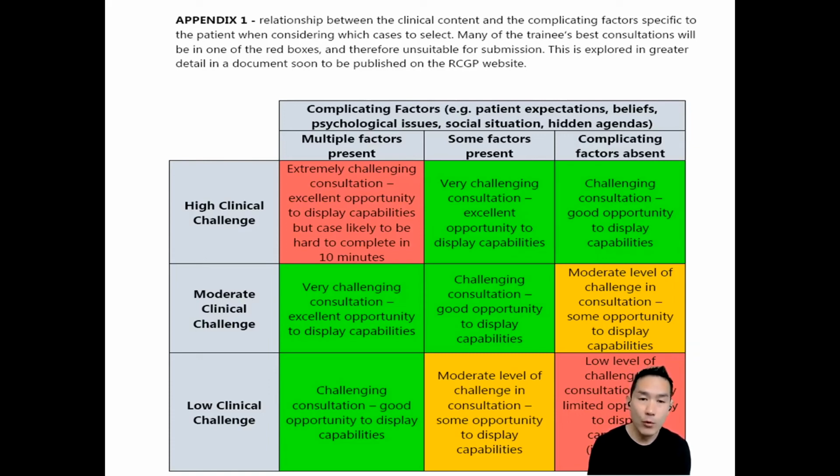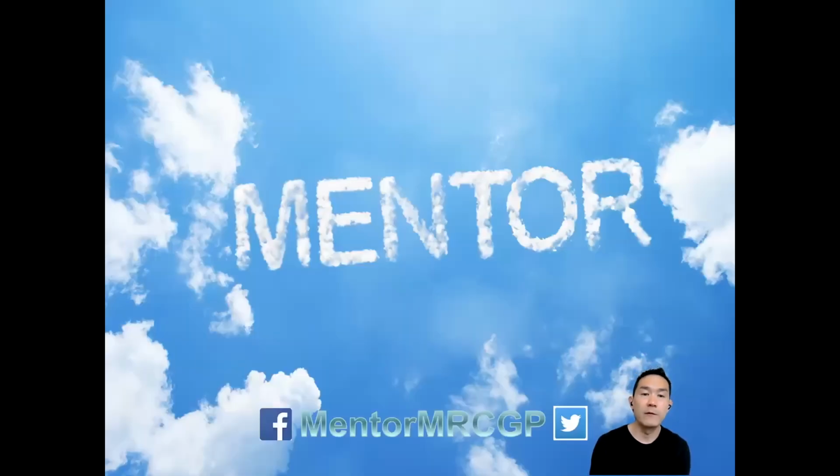So hopefully that's giving you a bit more insight as to what to look for when you look at your cases. Do feel free to have a look at my resources on mentalmededucation.com.